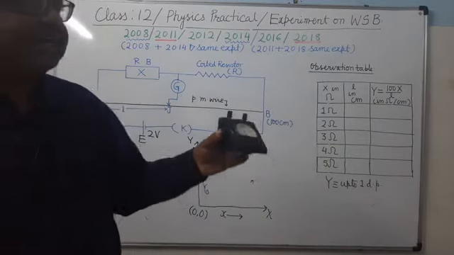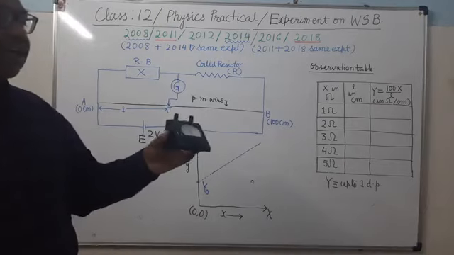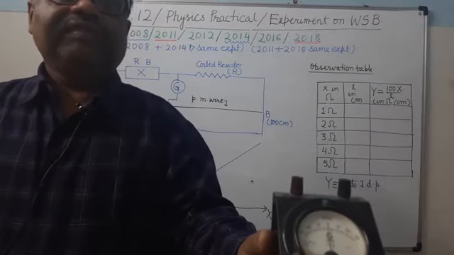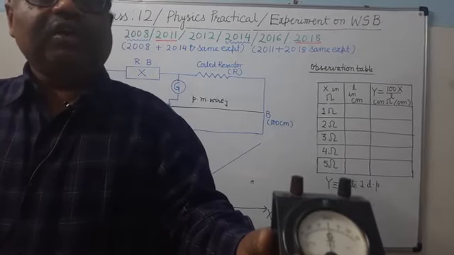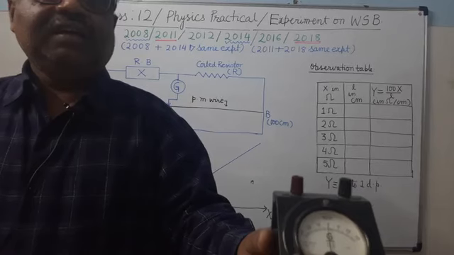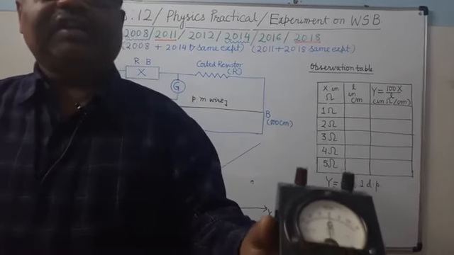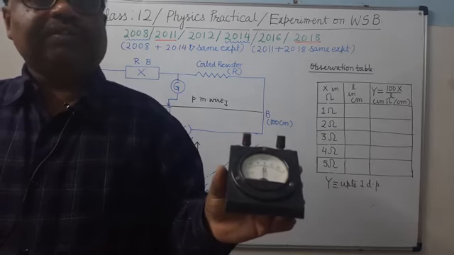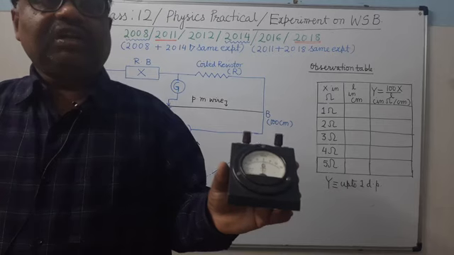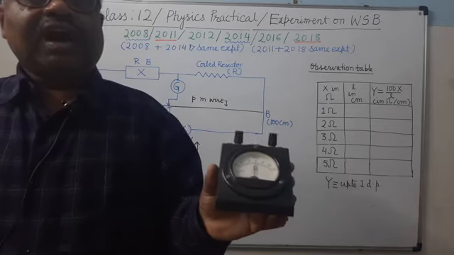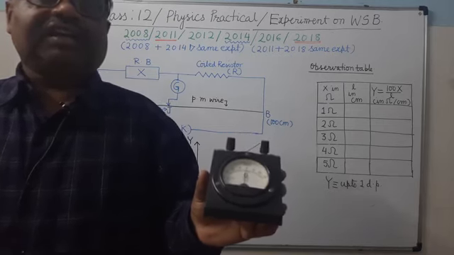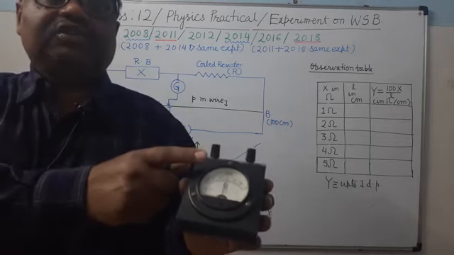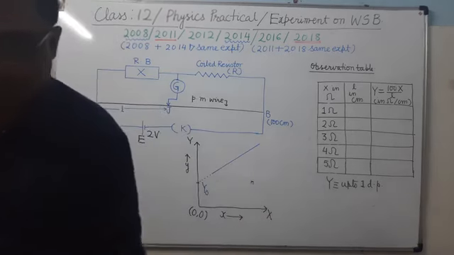Now after setting up the circuit diagram, you have to locate the null point with the help of this galvanometer. No numerical reading will be recorded in the galvanometer. There will be no least count, no positive and negative, nothing. Only you have to ensure that after passing the current in the circuit, this galvanometer needle should be at the 0 centimeter mark. So how will you do it?